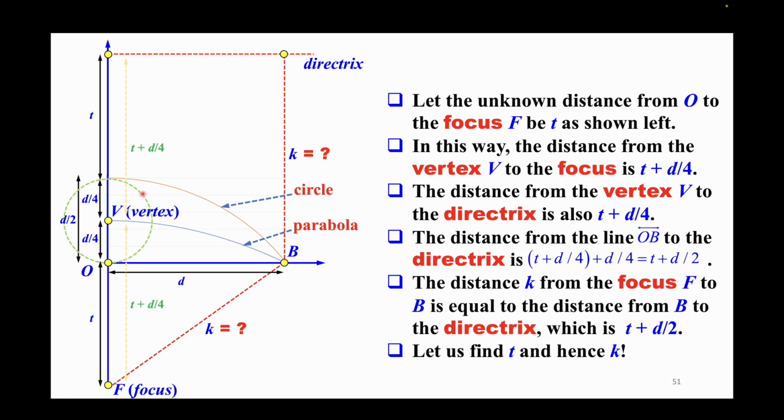In this way, the distance from the vertex V to the directrix would be T plus D/4. The distance from OB to the directrix is T plus 2 times D/4, so it is T plus D/2. The distance K from focus F to B is equal to the distance from B to the directrix, which is of course T plus D/2. So the two unknowns are T and K.